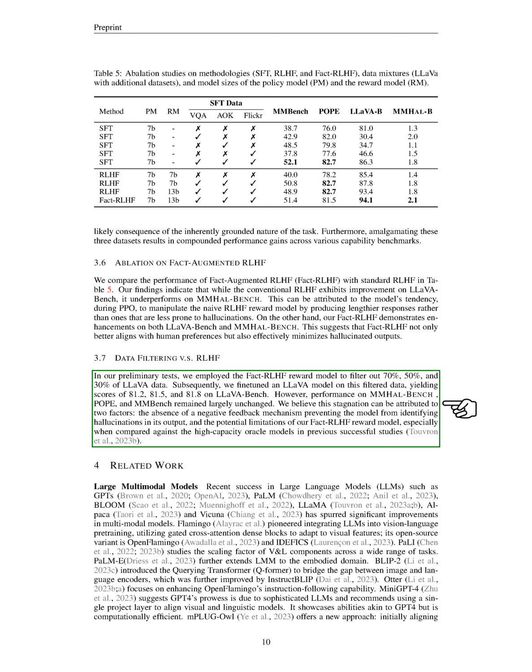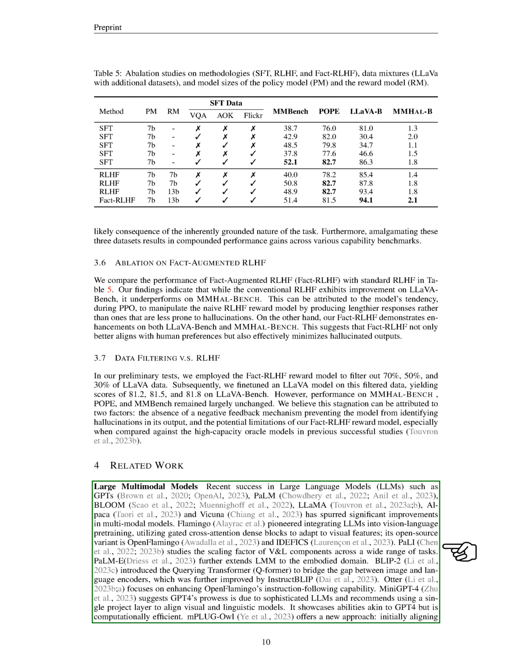BLIP2 introduced the querying transformer, Q-former, to bridge the gap between image and language encoders, which was further improved by InstructBLIP. Otter focuses on enhancing OpenFlamingo's instruction following capability. MiniGPT-4 suggests that GPT-4's effectiveness is due to sophisticated LLMs and recommends using a single projection layer to align visual and linguistic models. It showcases abilities similar to GPT-4 but is more computationally efficient.